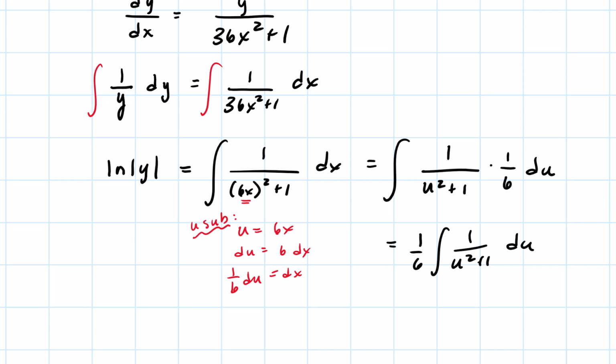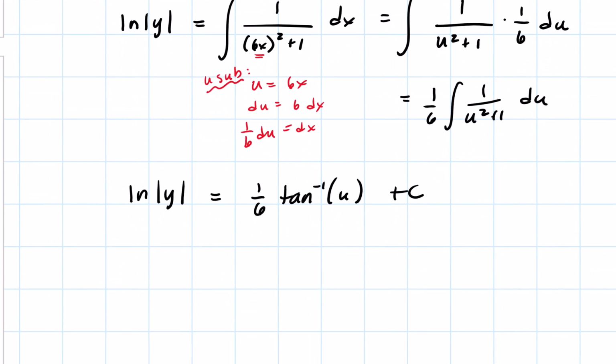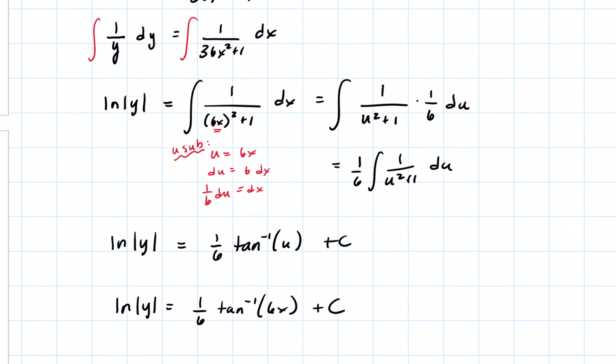And we have the 1/6 constant. So now down here, natural log of the absolute value of y equals, we're going to get 1/6 inverse tangent of u plus an integration constant. But of course, our u was 6x. So we went through a lot of steps on that just to remind us of our u subs and our inverse tangent formula, but you may have recognized that earlier on with that 1 over 36x squared plus 1 and been able to jump straight to that inverse tangent.